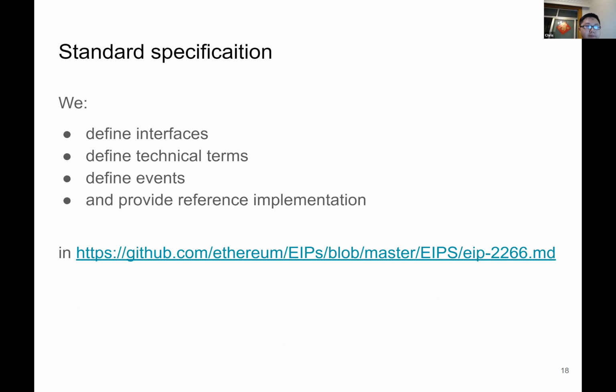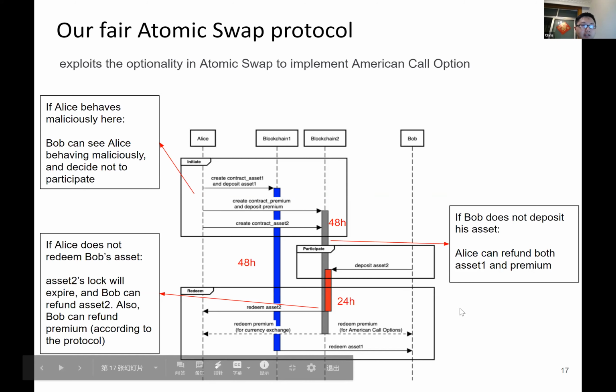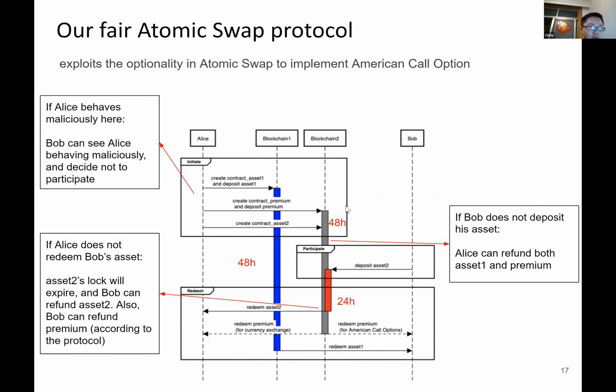There are actually some other considerations. For example, the asset 1 time lock Alex uses should cover the whole swap process, and the participant, who is Bob here, should never participate before the premium has been deposited. So Bob only participates in the protocol once he sees Alex complete depositing the premium.